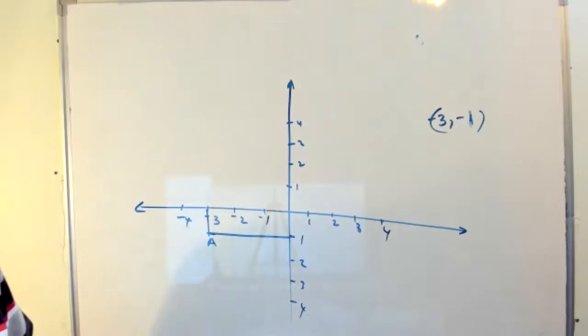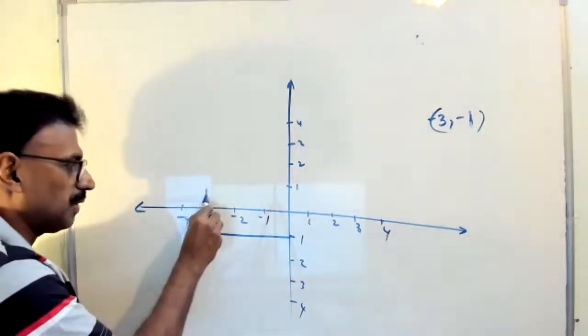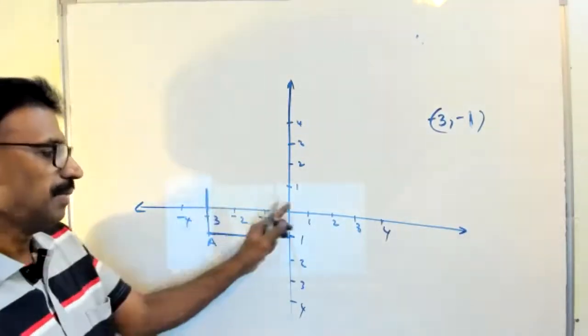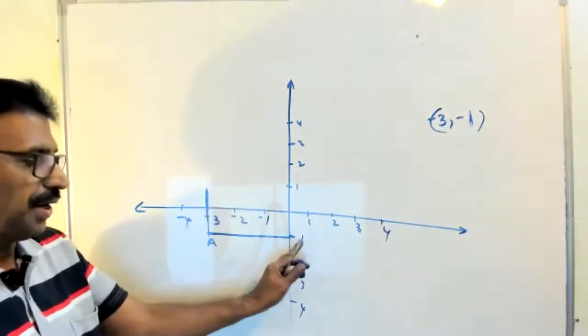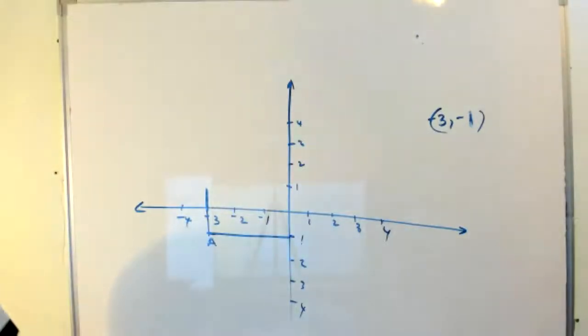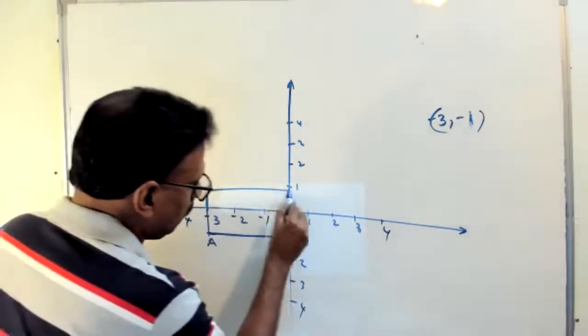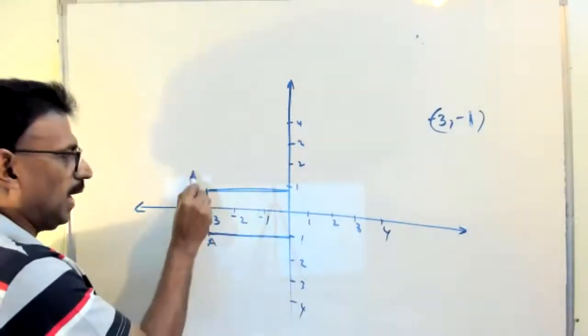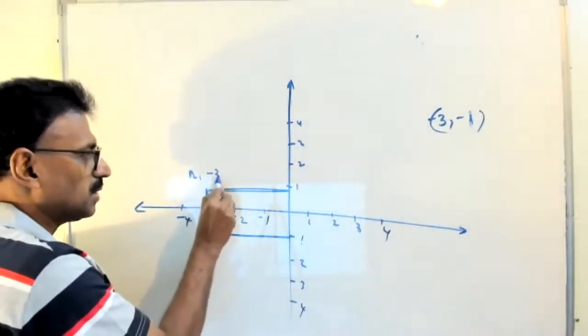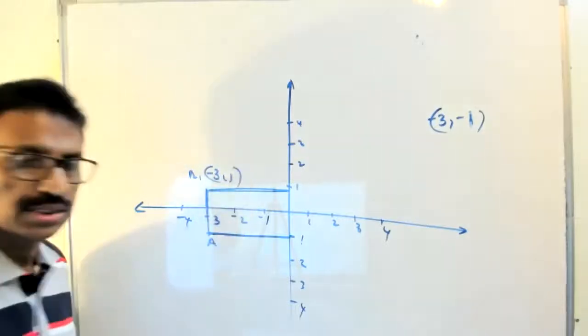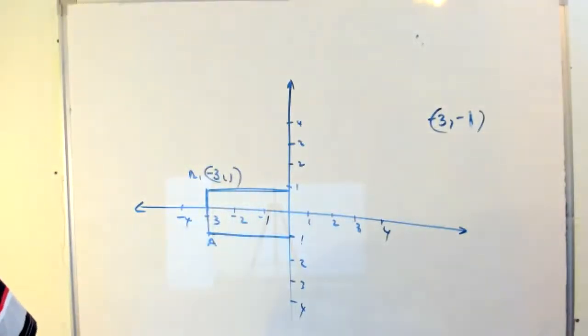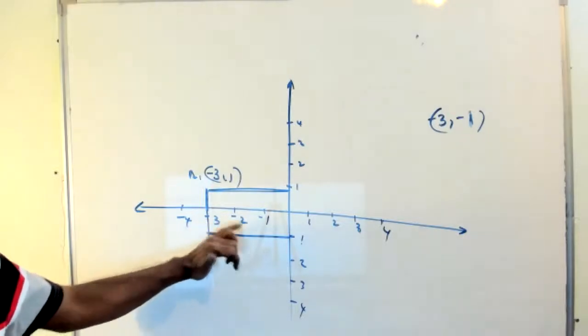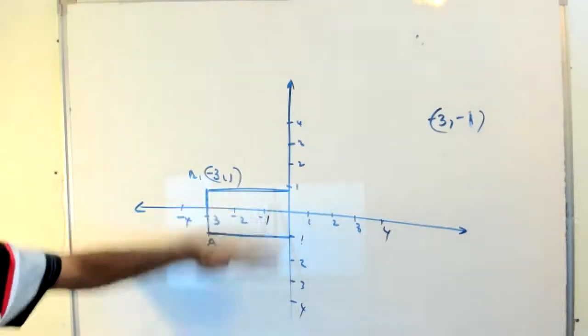1 unit. So here you mark it 1 unit. From the y-axis to A, how many units? 3 units. So this point A dash, that is -3, 1, is the mirror image of -3, -1 with respect to x-axis.